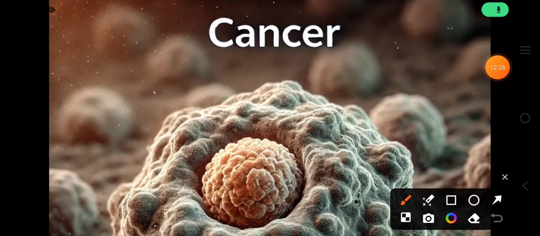These were some bacterial diseases, their causative agents, and a few symptoms and treatments. Next video we will learn about some viral diseases.